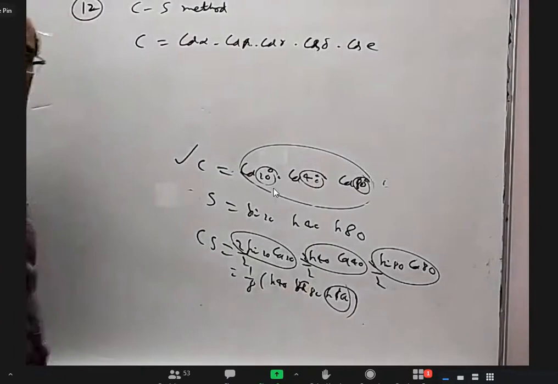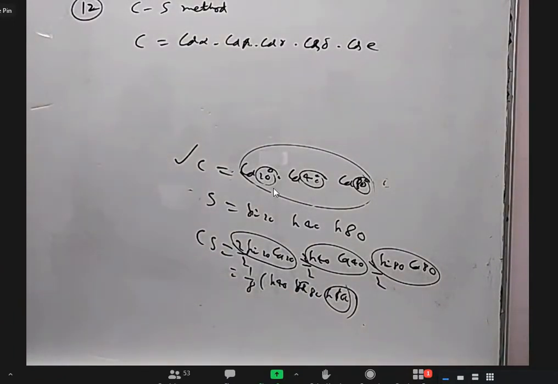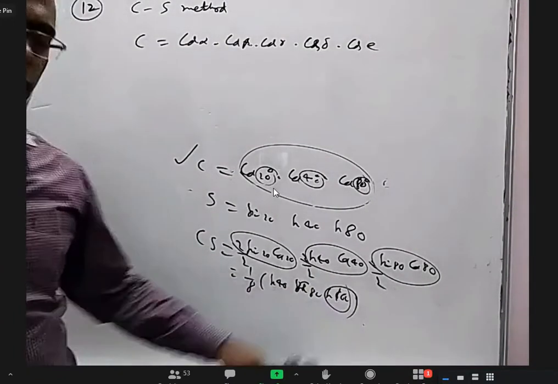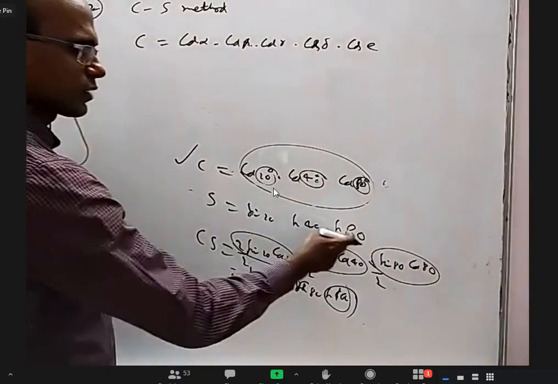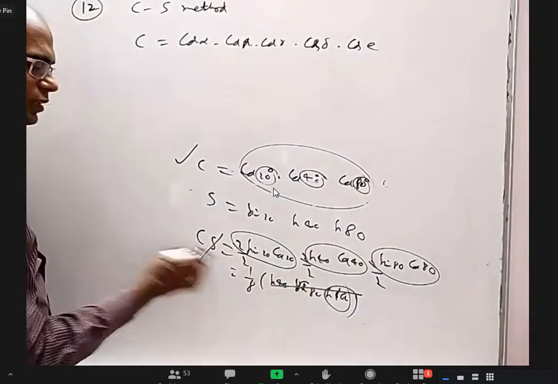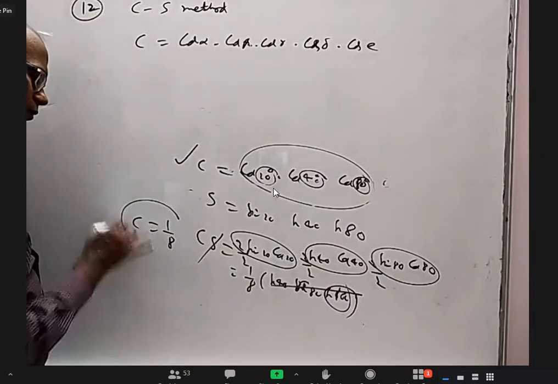But sin 160 is the same as sin 20, yes. You can write 180 minus 20, sin 20. So sin 20, sin 40, sin 80. See, S is also sin 20, sin 40, sin 80. So this and this got cancelled. I got C is equal to 1 by 8.